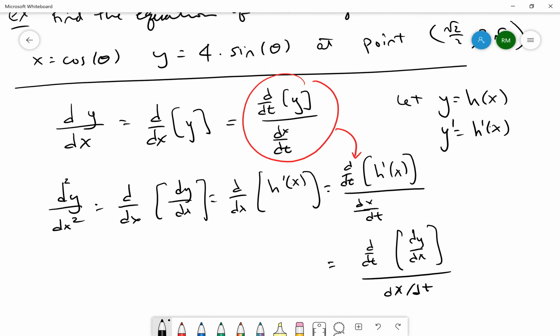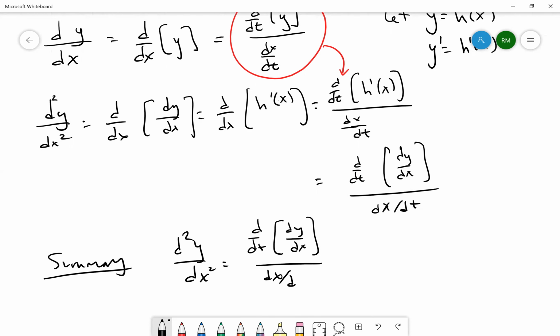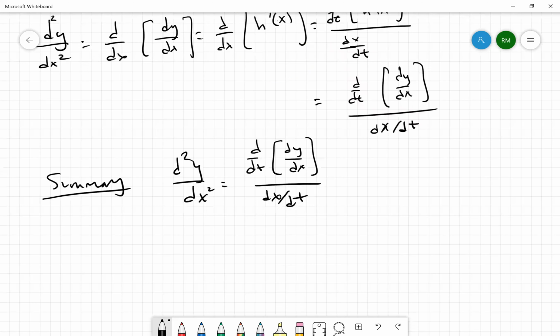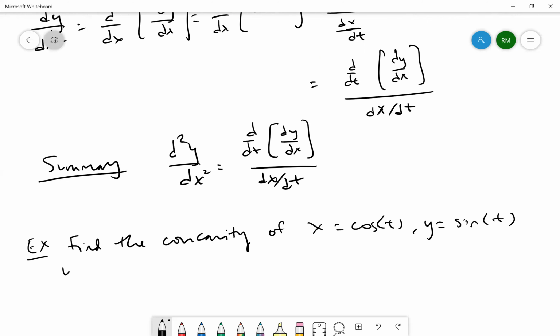So let's put this to work. So in summary, the second derivative of y is the derivative with respect to t of the first derivative of y divided by dx dt. So let's use this to find the concavity of our curve from earlier when t is 3 pi over 4.